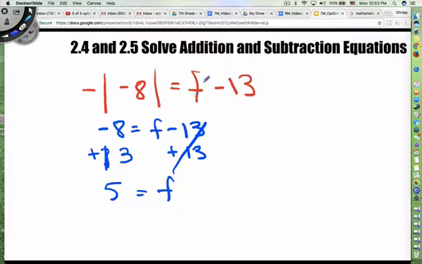So is f equal to 5? If we put 5 here, subtract 13, is that equal to negative 8? And the answer is yes, it is.